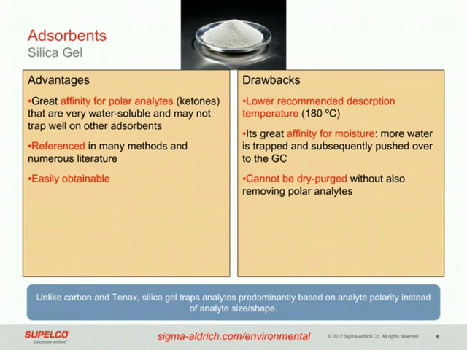And the second main drawback is its affinity for moisture. This causes more moisture to be trapped on the trap, which eventually will be pushed over to the GC during the desorb mode. And because of its great affinity for moisture, you cannot dry purge a trap with silica gel in it. You'll also remove all those polar analytes, which will come off with the water.